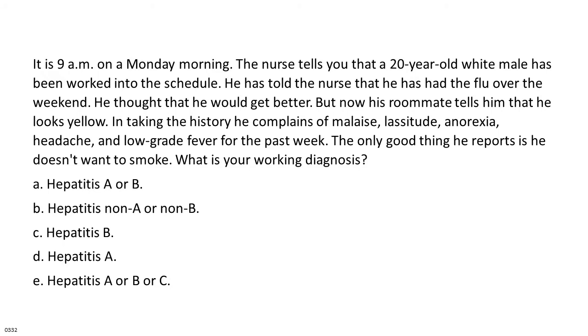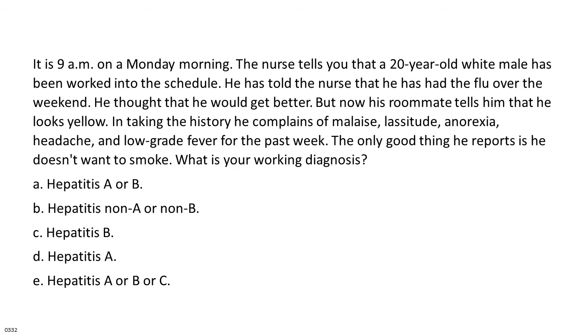It is 9 a.m. on a Monday morning. The nurse tells you that a 20-year-old white male has been worked into the schedule. He has told the nurse that he has had the flu over the weekend. He thought that he would get better, but now his roommate tells him that he looks yellow. In taking the history he complains of malaise, lassitude, anorexia, headache, and low-grade fever for the past week. The only good thing he reports is he doesn't want to smoke.